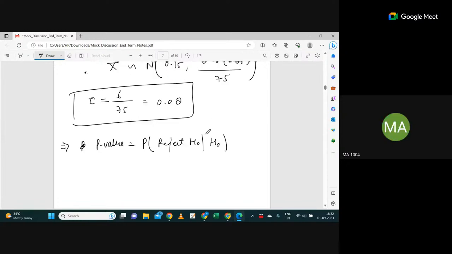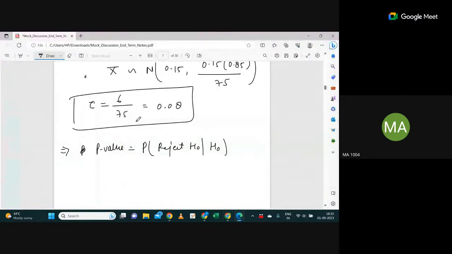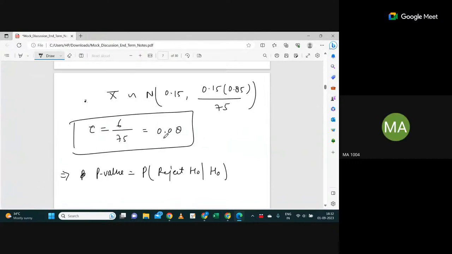In the question, it's given that the new method will fail to detect the presence of disease in 6 of the patients. So we have chosen 75 out of 75. Six of the new method failed to detect the presence of the disease. So the proportion will be 6 by 75. Got it? The sample, right, sir? Yeah, it's a sample. That's the critical value.